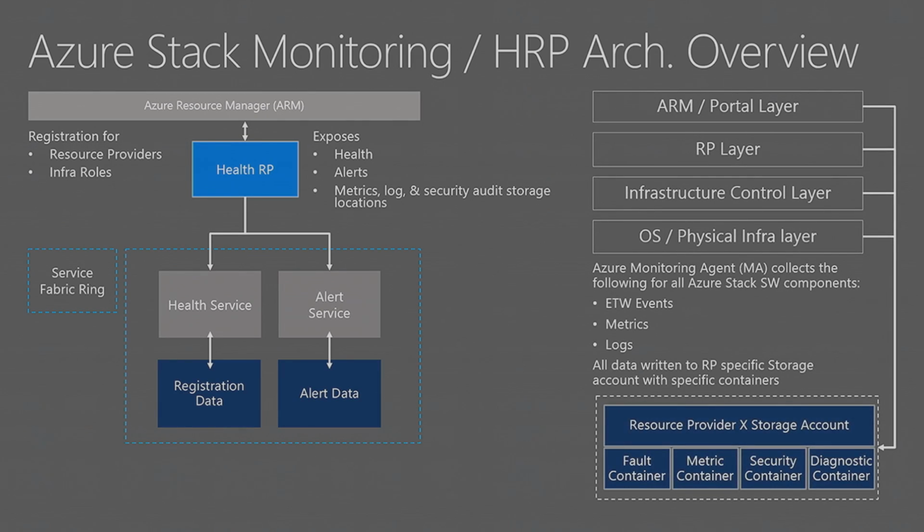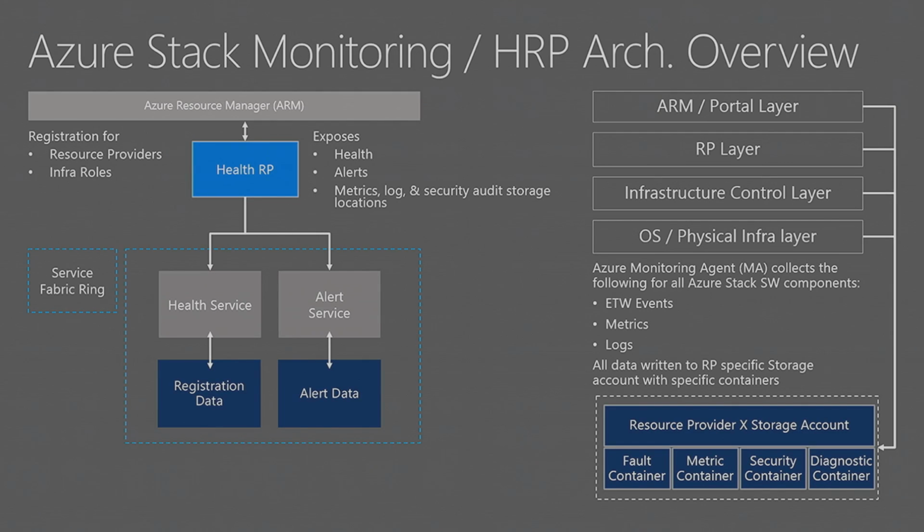Those components exist in those four layers that we've talked about, and each of the infrastructure VMs and hosts within those roles has the Azure monitoring agent present. This is the same monitoring agent we're using in Azure Public to stream events to a central monitoring location to raise alerts so that our engineers can take action. Similarly, we're using that agent in Azure Stack to forward ETW events to individual storage accounts that are associated with each of the ERPs that have registered with HRP.